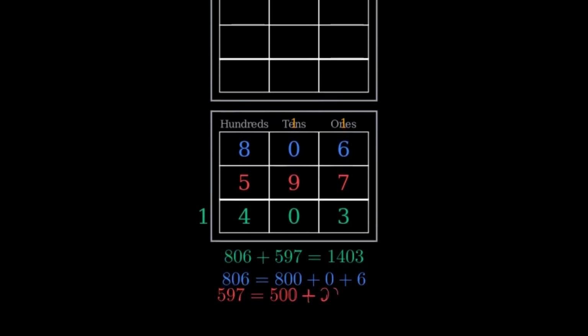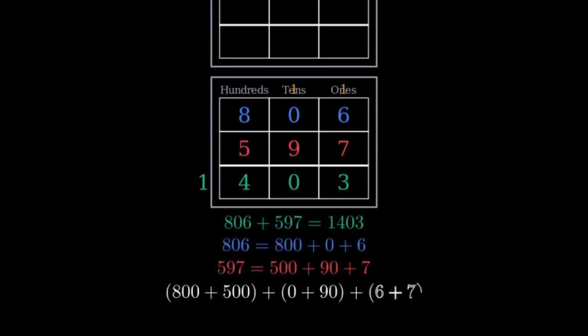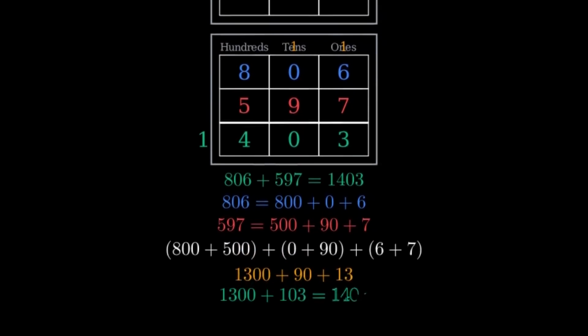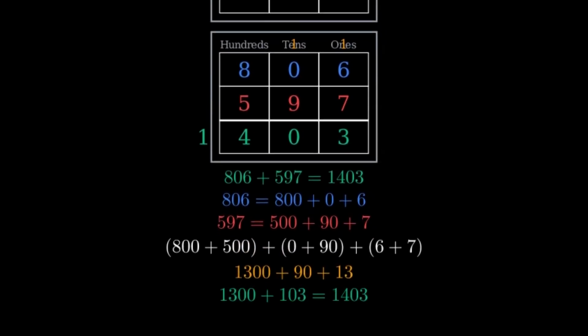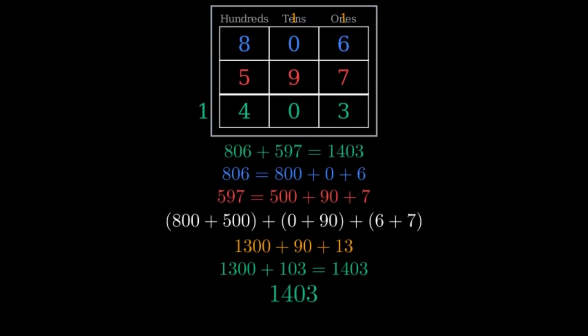Expanded form next. 800 plus 0 tens plus 6 plus 500 plus 9 tens plus 7. Group by place and add. That also gives 1,403. Finally, compensation. Add 600, then subtract 3.